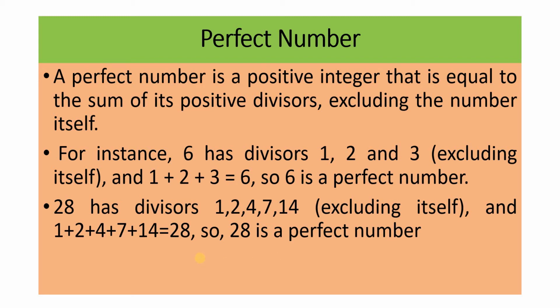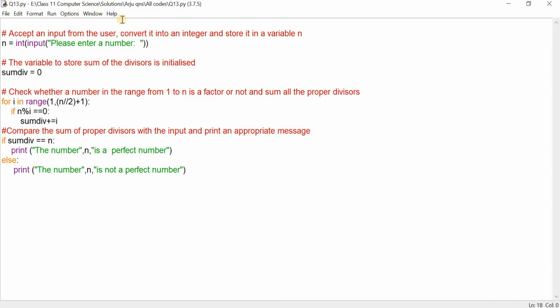Let's see how we can create a Python program to find out whether a number is a perfect number or not. What you see here is the IDLE Python editor. For this video, we are using Python 3.7 version. So the first statement is with regard to accepting an input from the user, converting it into an integer and storing it in a variable.